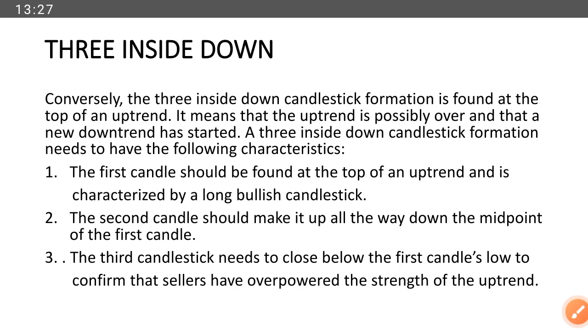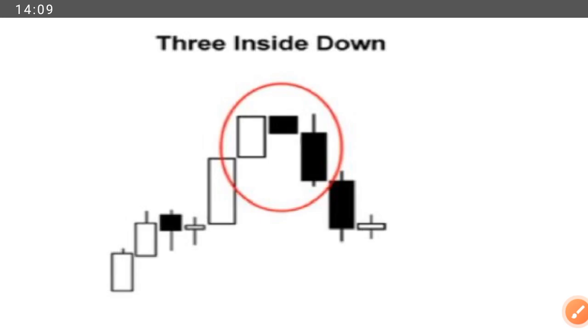A three inside down candlestick formation needs to have the following characteristics. Number one, the first candle should be found at the top of an uptrend and is characterized by a long bullish candlestick. The second candle should make it all the way down to the midpoint of the first candle. Then the third candlestick needs to close below the first candle's low to confirm that sellers have overpowered the strength of the uptrend.